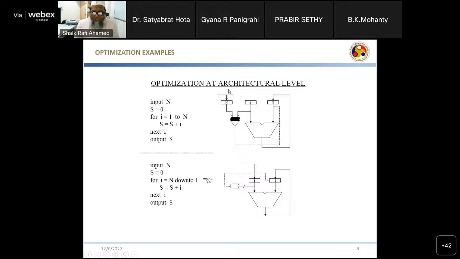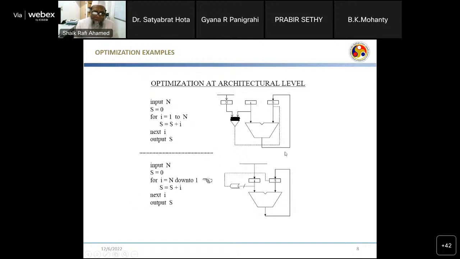So if I want to optimize this architecture, I'm going to modify this algorithm slightly so that I can get a simplified architecture. If I have a look into the second algorithm, this also will perform the same addition of the first n natural numbers. So here also I'm inputting n, S also 0, the first two statements are the same. But here, instead of counting in the up manner, 1 to n, we are going to count from n down to 1. Instead of 1 to n, now it will be n to 1. Then S is equal to S plus I, then next I, everything is the same. The only difference here is that instead of counting in the up direction, we are going to count in the down direction.